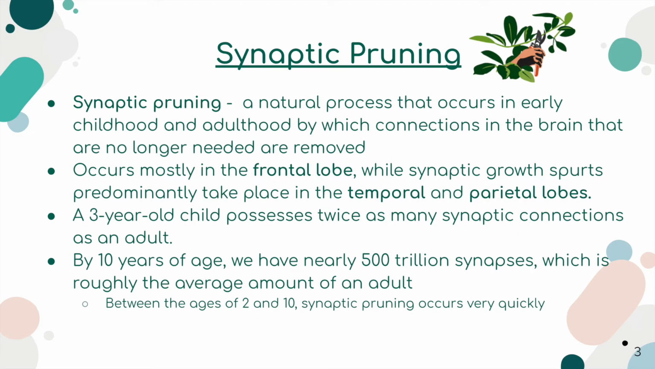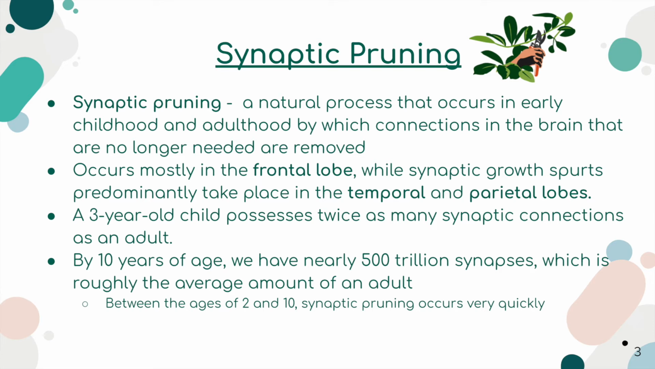So beginning our journey of the developing brain, we need to start with an important process, which is synaptic pruning. This process occurs in early childhood and also adulthood, in which the connections in the brain that are no longer necessary are removed. Synaptic pruning mainly takes place in the frontal lobe, while synaptic growth, or the building up of the connections in the brain, takes place in the temporal and parietal lobes.